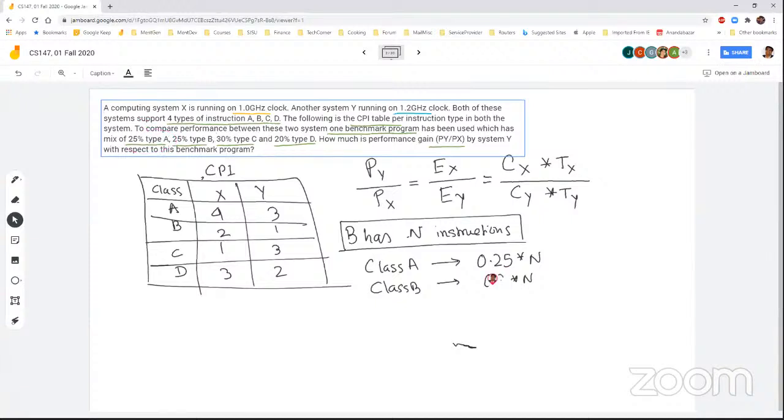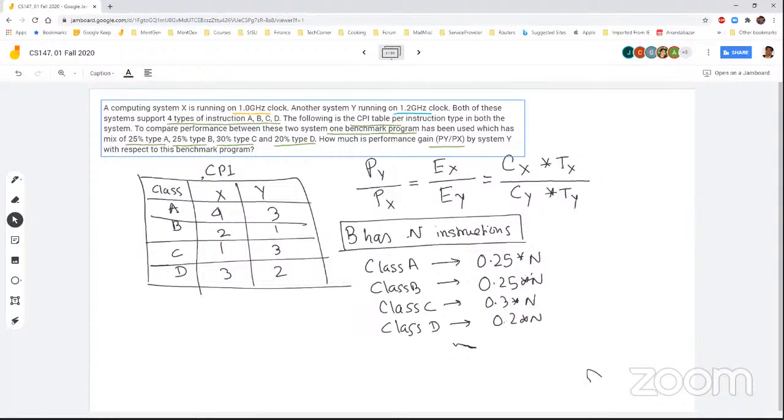So this is 0.25 multiplied by n. Class C is 0.3 multiplied by n, and class D is 0.2 multiplied by n.